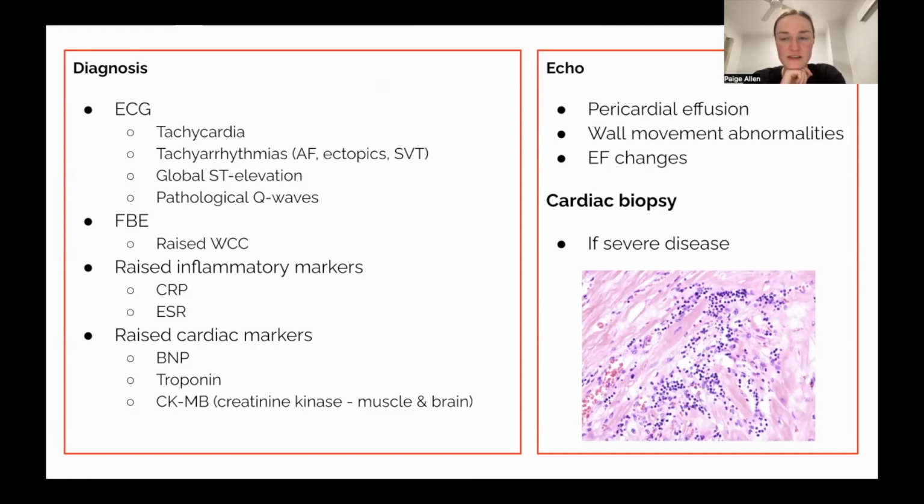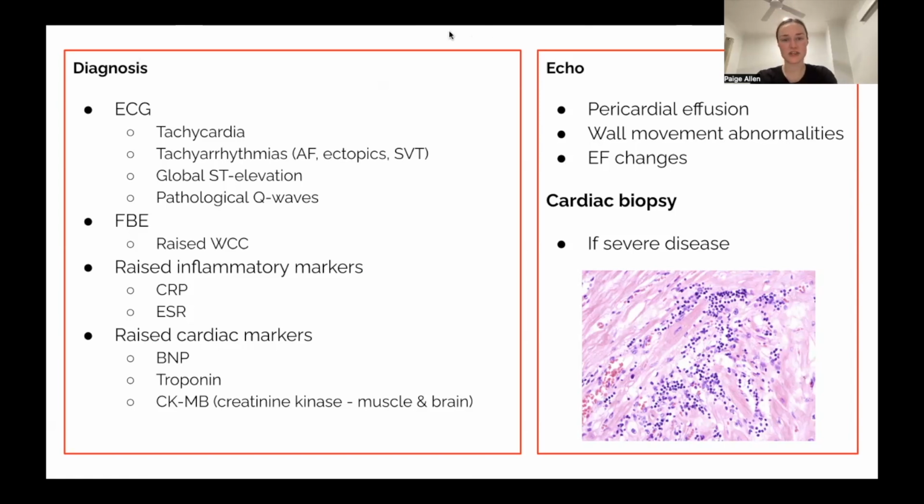In terms of your bloods, you'll get raised white cell count, raised CRP and ESR, and you can actually get an increased troponin. It won't be as crazy high as if you had an AMI, and you can get some degree of increased BNP. And then the other classic is increased CK. That's your creatine kinase, and that'll be the specific muscle-brain variety of that.